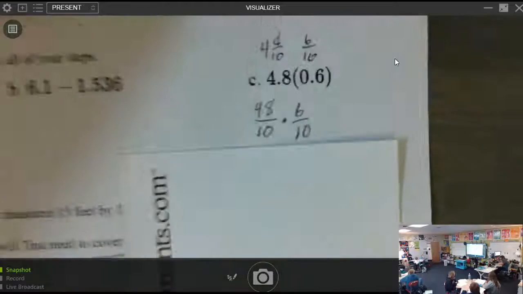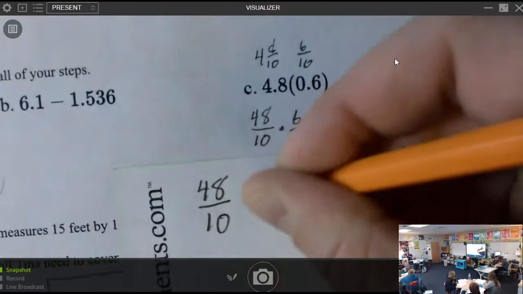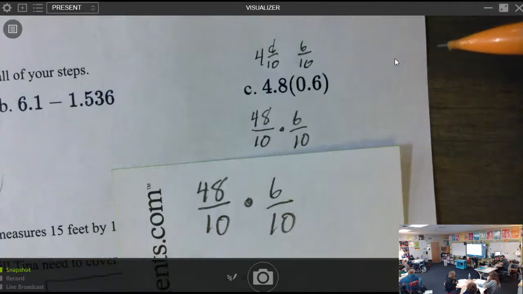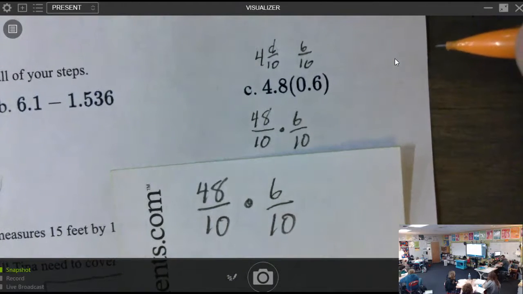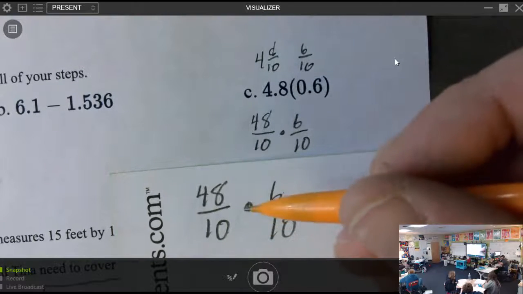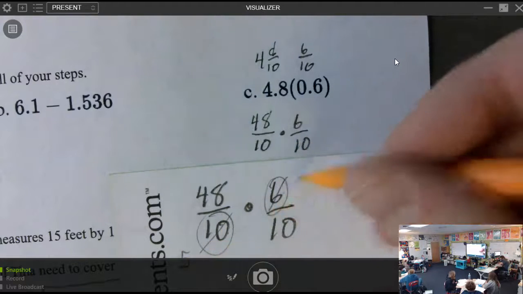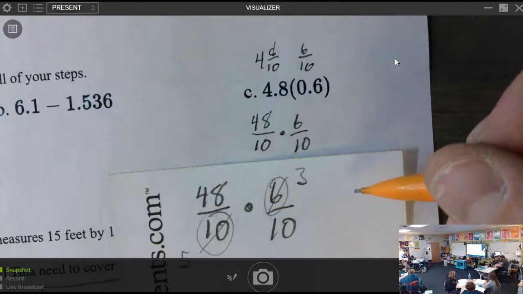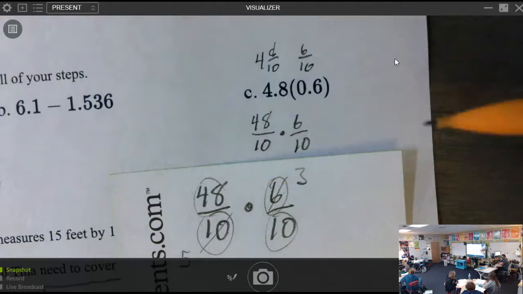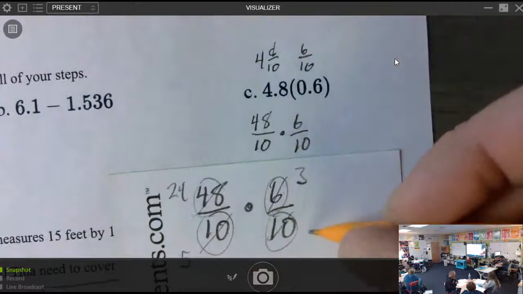48 over 10. Sorry, I can't write with my camera that close. Times 6 over 10. When we cross-reduce, what we're doing is dividing the top and bottom by the same thing. 6 and 10, they're both even. They can both divide by 2, right? So this becomes 5, and this becomes 3. Smaller numbers are nicer to work with. 10 and 48, those are both even. Those can both divide by 2. 24 over 5.